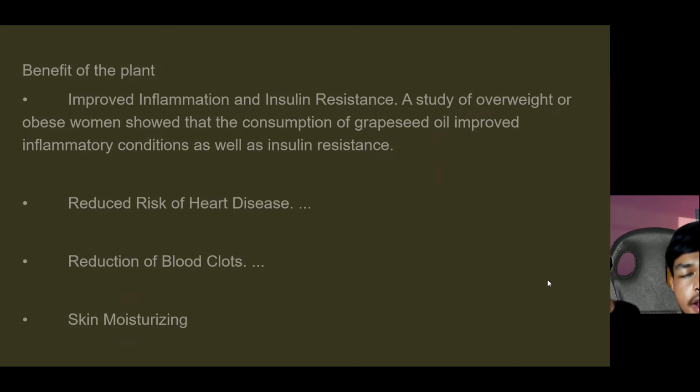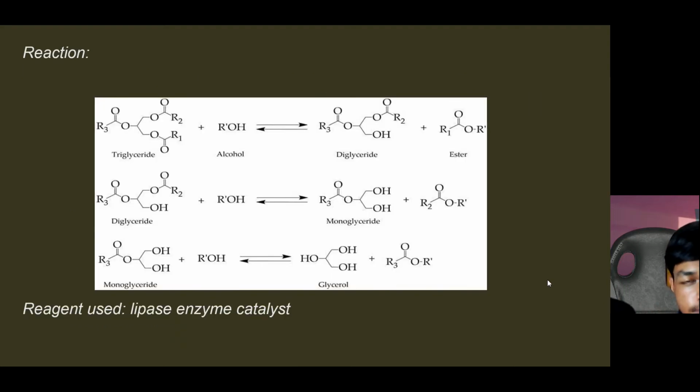First, we can see that this plant improves inflammation and insulin resistance. A study of overweight or obese women showed that the consumption of grape seed oil improved inflammatory conditions as well as insulin resistance. Second, we can see that this plant reduces the risk of heart disease. It also reduces blood clots. And then this plant can also be a skin moisturizer.